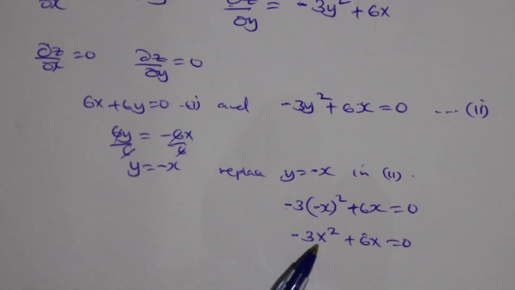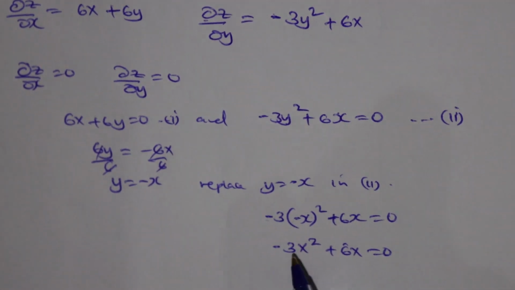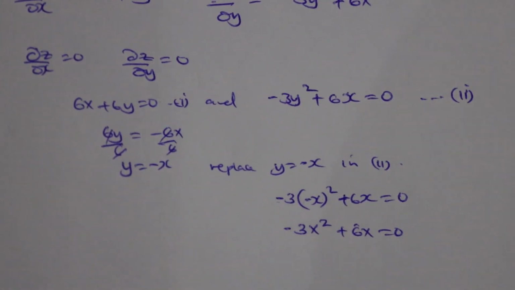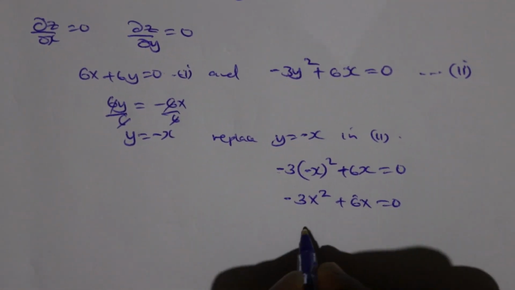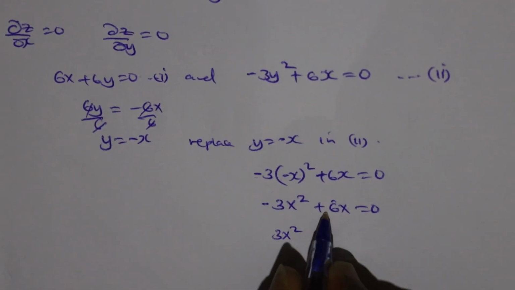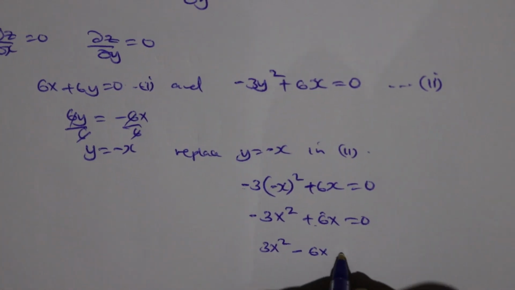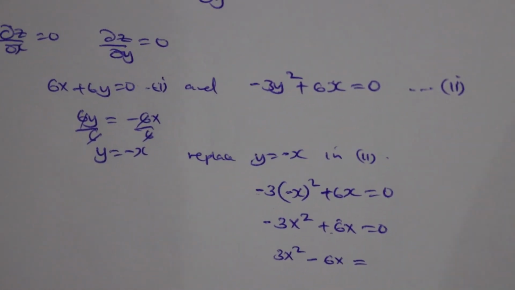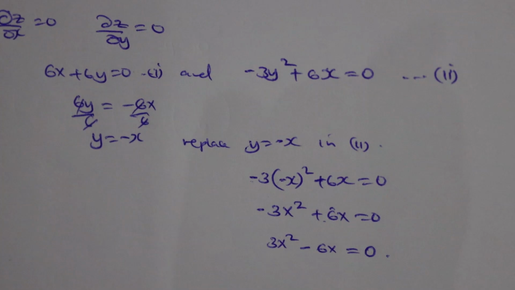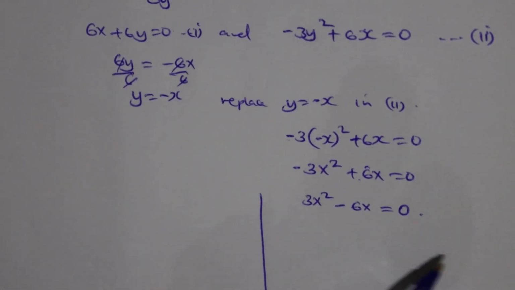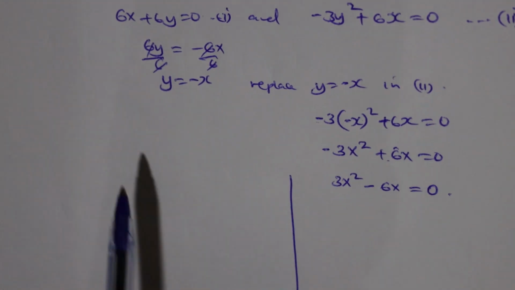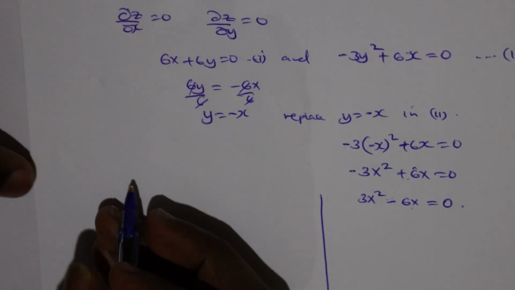We can eliminate our negative here. Let's eliminate the negative by multiplying everything by negative. Multiplying by negative all through, this one becomes 3x squared, and here we have negative 6x. We don't have a negative of 0, so 0 is just 0. Now let's solve for the value of x.